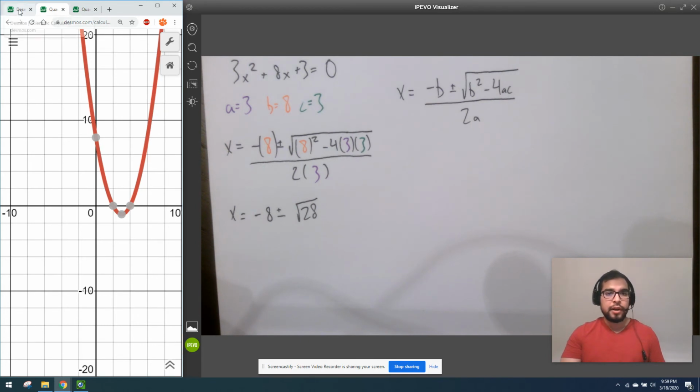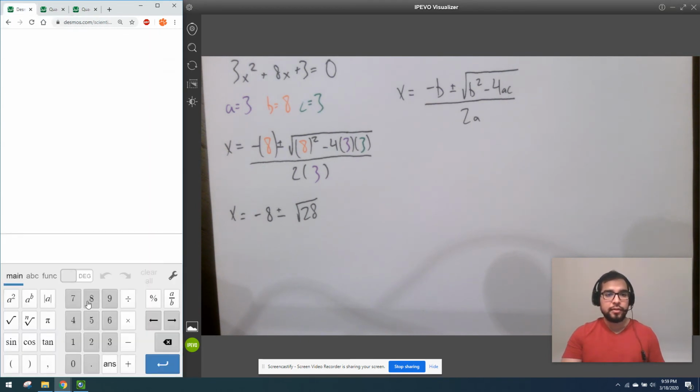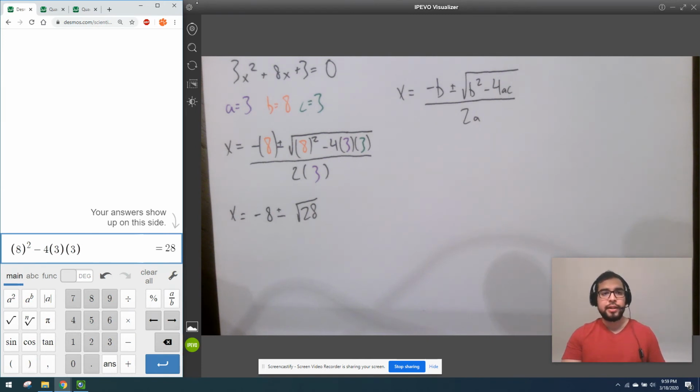If I were to enter that into my calculator, check it out. Parentheses 8 squared, minus 4. And if you enter it into a calculator just like I am, you'll see that you end up with the same thing. Check it out, 28. So that's how I got that 28 right there. Okay, let's finish it up.